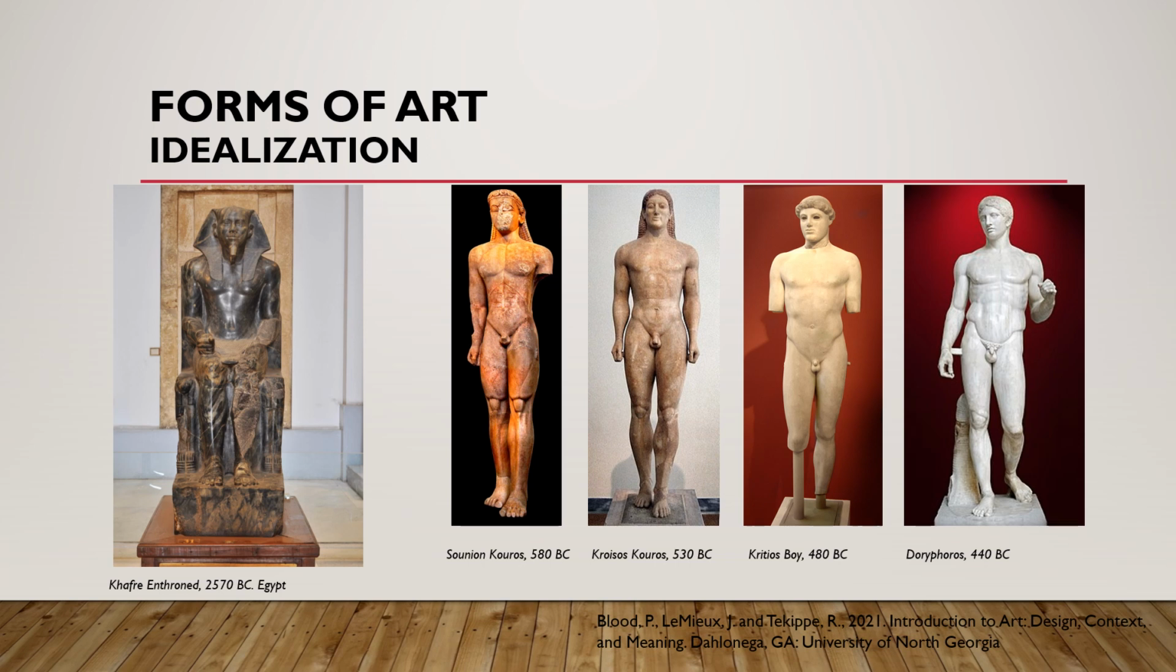Dorophoros, which means spear bearer, which is the fourth one there, uses a contrapposto pose and the classical realism that the Greeks were known for. So you can see how the representation of people has changed throughout the years.